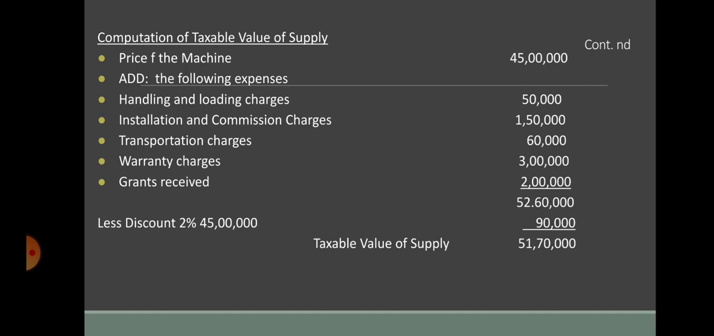And the cash discount is given, 2%. So calculate 2%, and they are telling it's on the price of the machine. So the price of the machine is 45 lakh. So you calculate 2%.